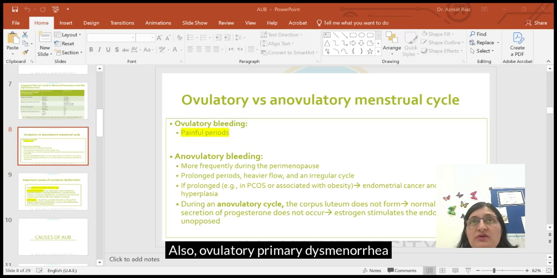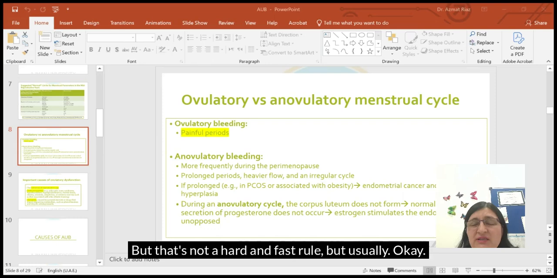Also, ovulatory primary dysmenorrhea is usually associated with nausea. That's not a hard and fast rule, but usually.